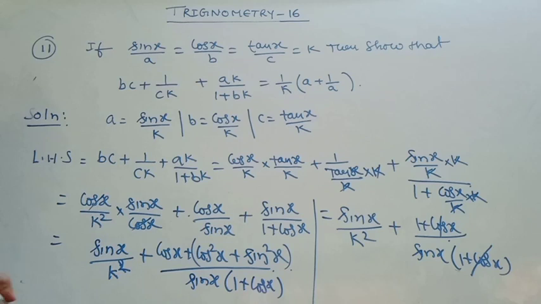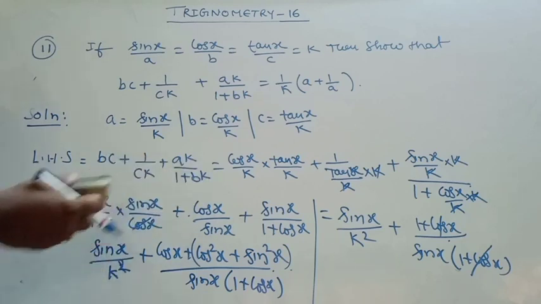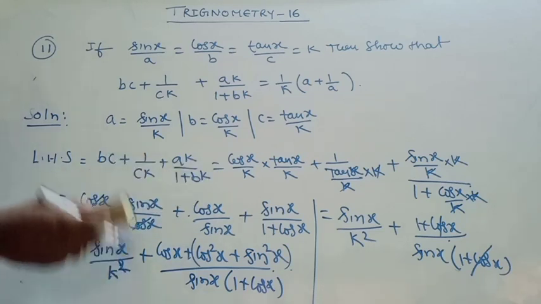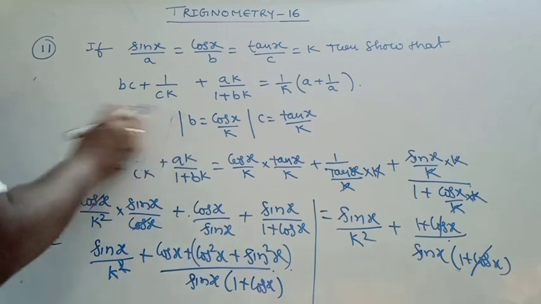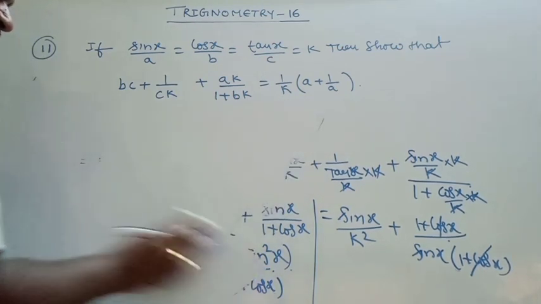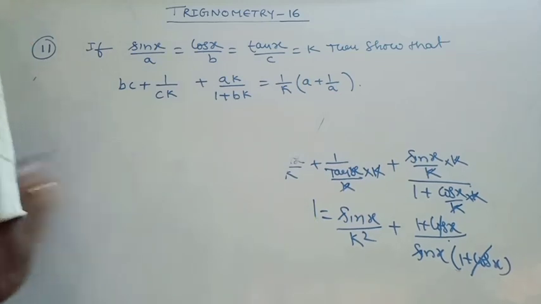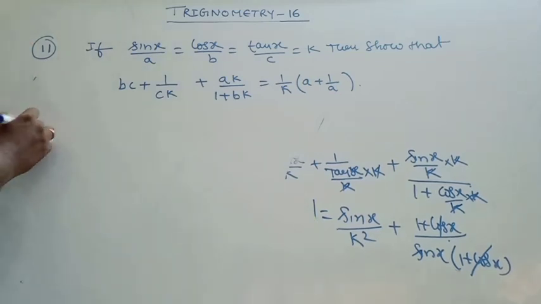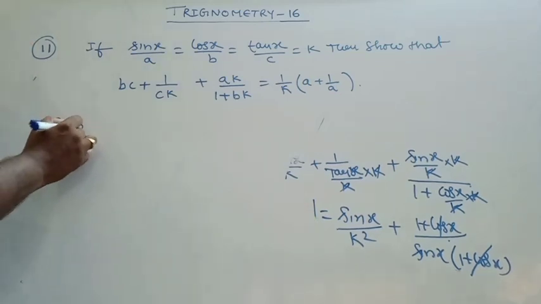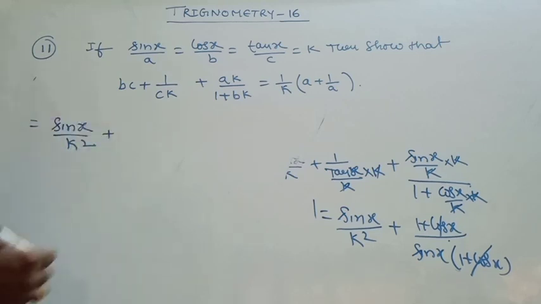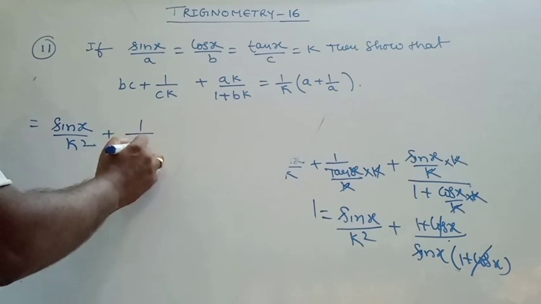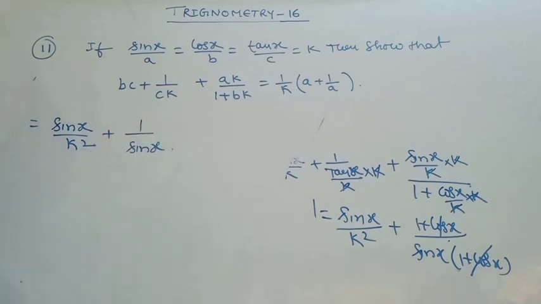Wonderful. Once this is cancelled, let us see what we have left over. You please observe till this what we have written. There is no space, so now I will erase it and continue here. Now the total thing is nothing but sin x by k square plus 1 by sin x, right? Fine.